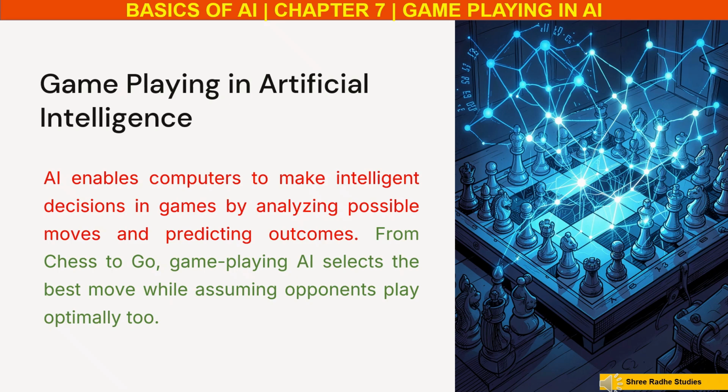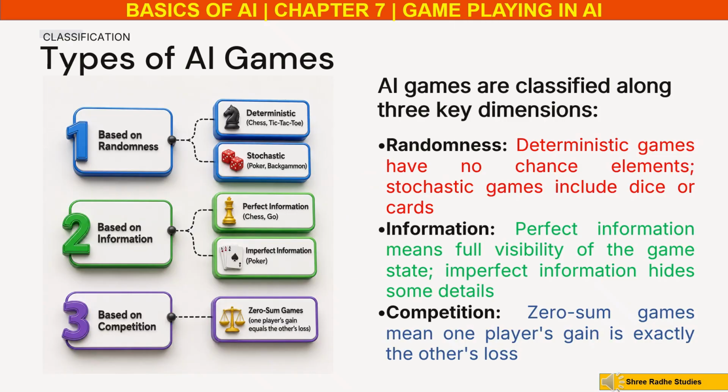This technology is used in games such as tic-tac-toe, checkers, and Go. These games require planning, logical thinking, and decision making rather than luck. The main objective of game playing AI is simple: make the best possible move while assuming that the opponent is also playing perfectly.